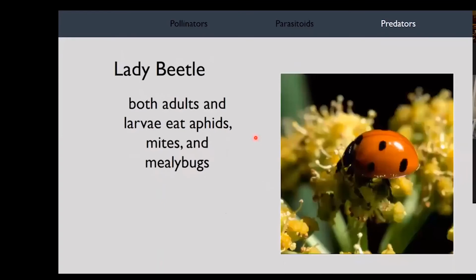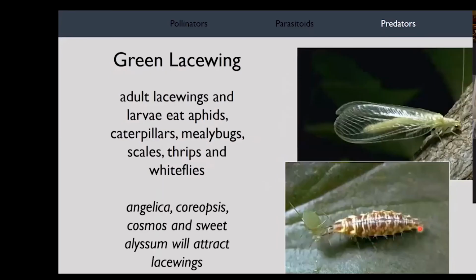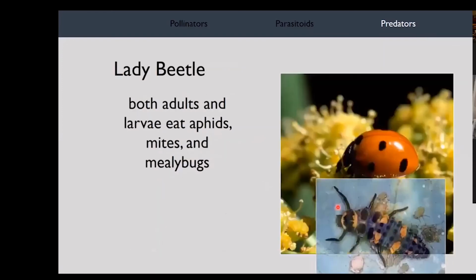Lady beetles, both the adults and the larvae, eat as generalists, lots of different types of pests, and they come in all shapes and sizes and dots, right? So here's an example of a larval lady beetle. It looks very, very similar to our green lacewing larvae, right? It has those pinchers, and that's just adapted for eating those bad insects.